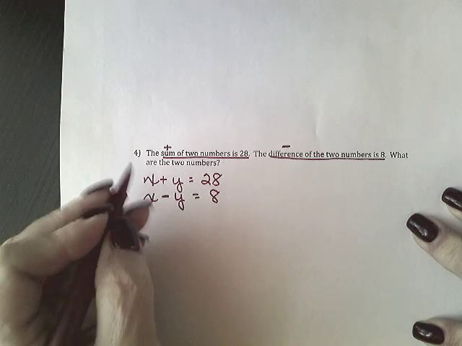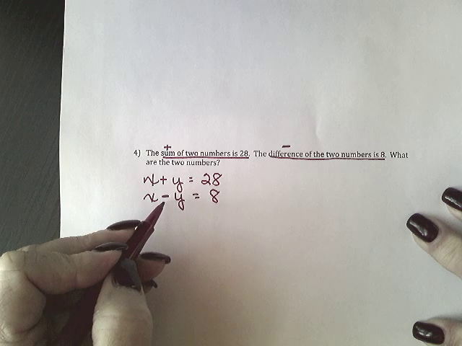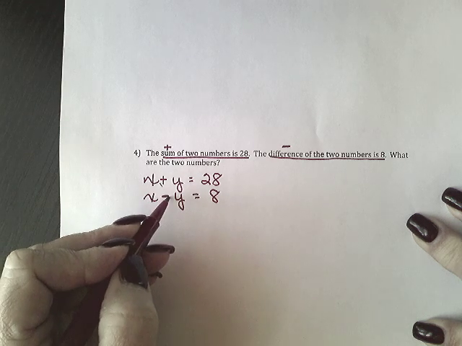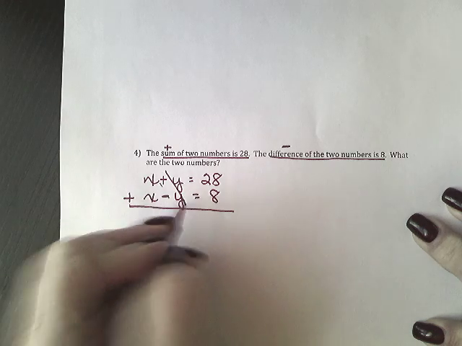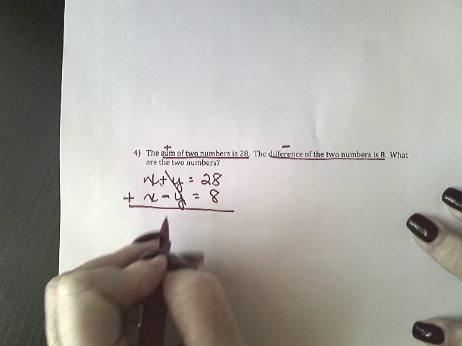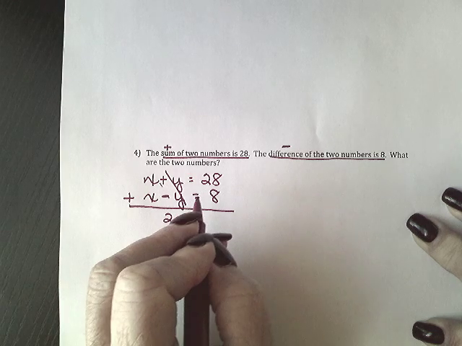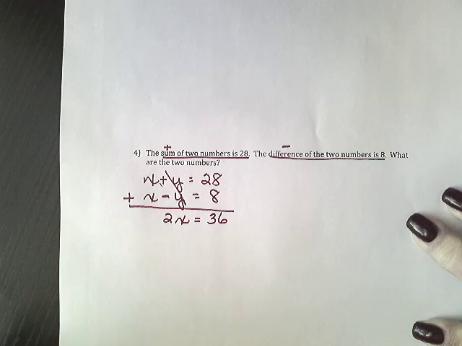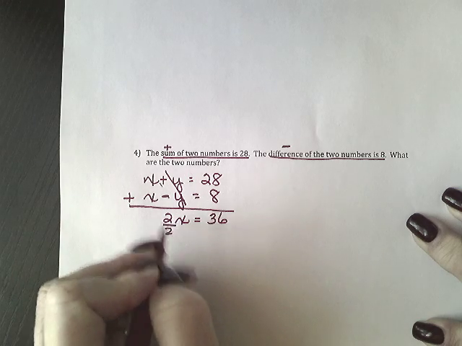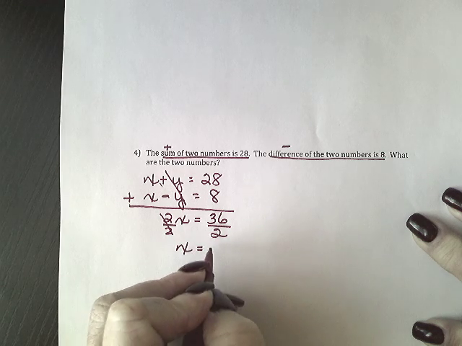If I look, I know that I can already cancel out my Y's because I have 1 positive and 1 negative, both having a coefficient of 1. So I can just go ahead and add those 2. They cancel. 1x plus 1x is 2x equals 28 plus 8, which is 36. Divide by 2, divide by 2. X is equal to 18.